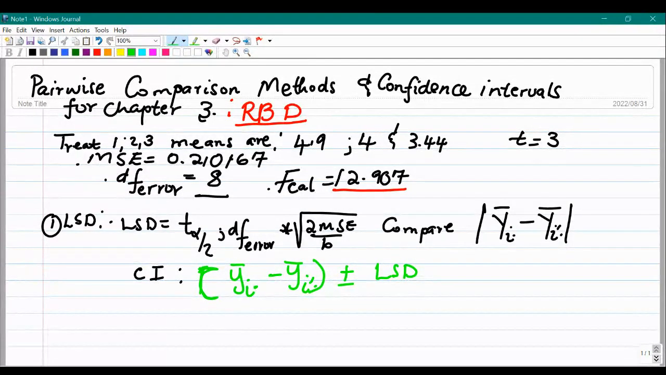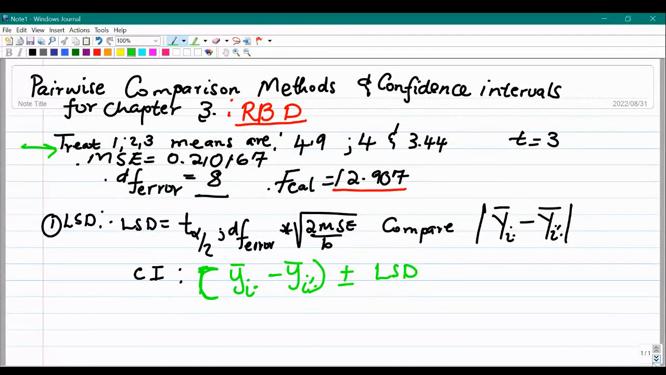Yes, I'm listening. Oh, sorry. I was confused. I thought maybe we are using the block means. No, no, no, treatment.